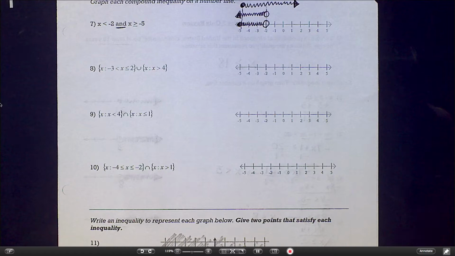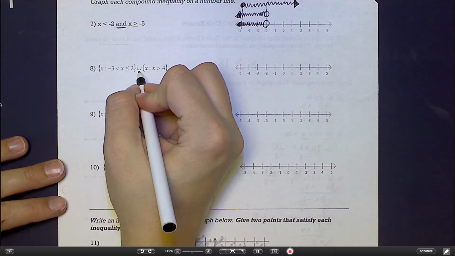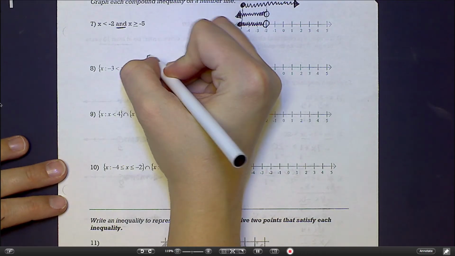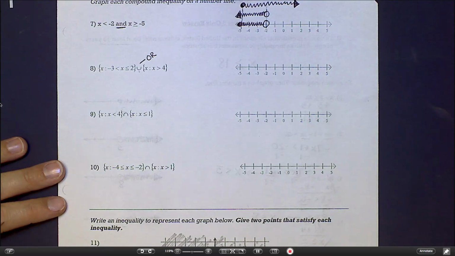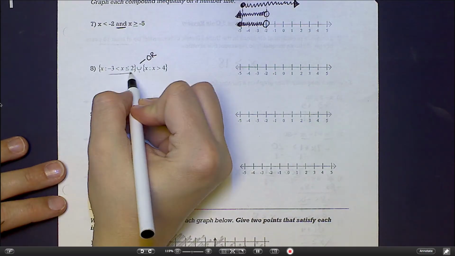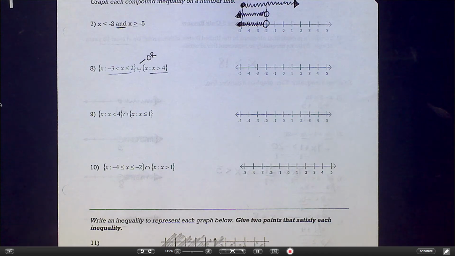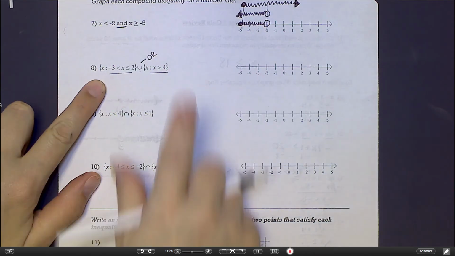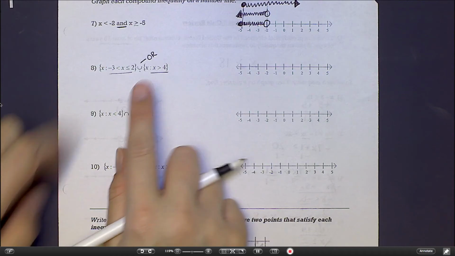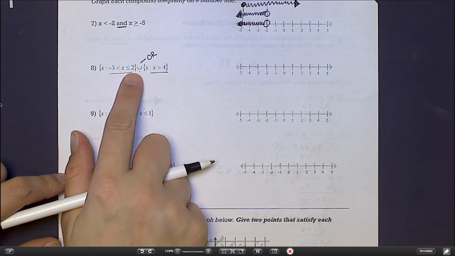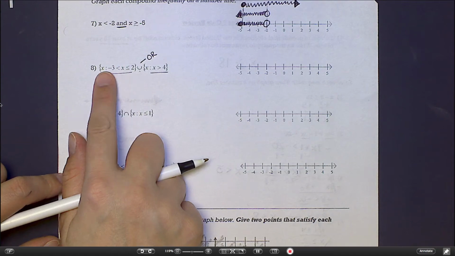Okay, number 8. Again, I want to look at how these things are connected, and this U symbol stands for union, which is the same as the word "or." So that means I can just put this on my number line and this on my number line at the same time, because I want to include everything that's in this group or this group. So this is really telling me to just shade everything between -3 and 2. It's giving you some overlap already.